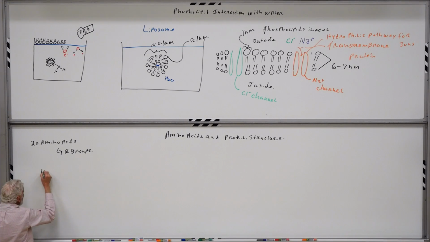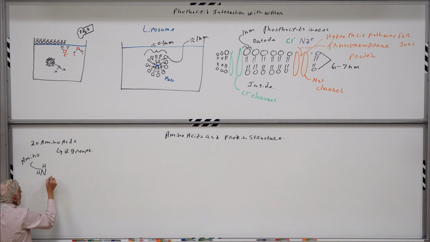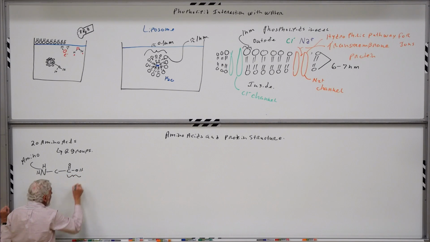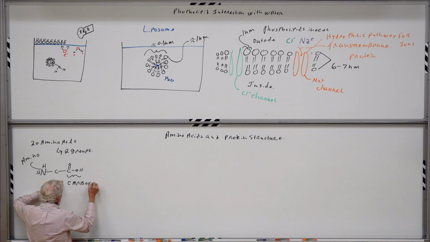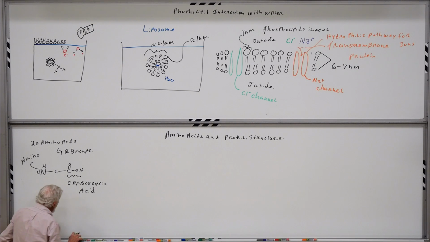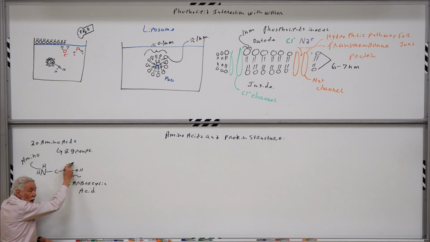And it starts out here with a nitrogen and a hydrogen and a hydrogen. This is called an amino group. That nitrogen is connected to a carbon. That carbon is connected to a carbon. This carbon has a double bonded oxygen and an OH. You'll recognize this structure from discussing fatty acids yesterday. This is a carboxylic acid. We'll refer to this as the carbonyl carbon. We'll refer to this as the carbonyl oxygen.